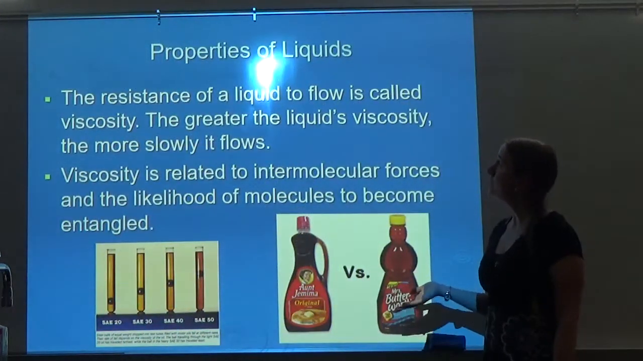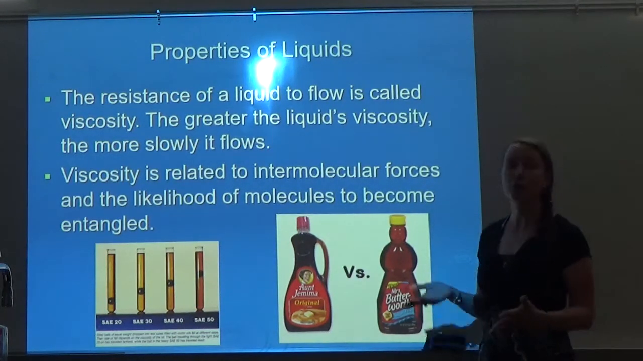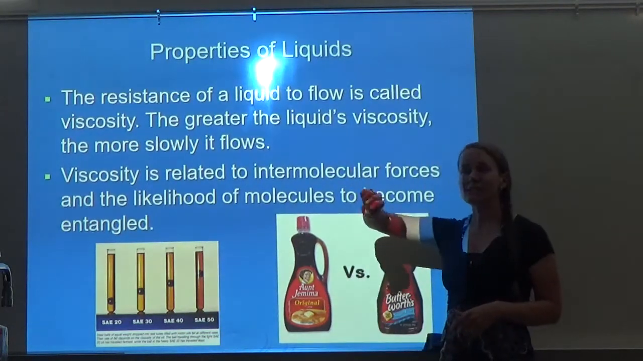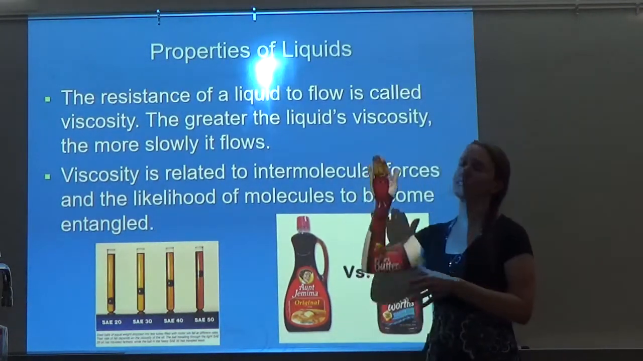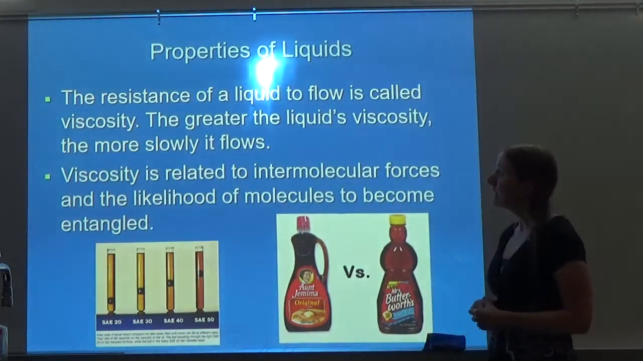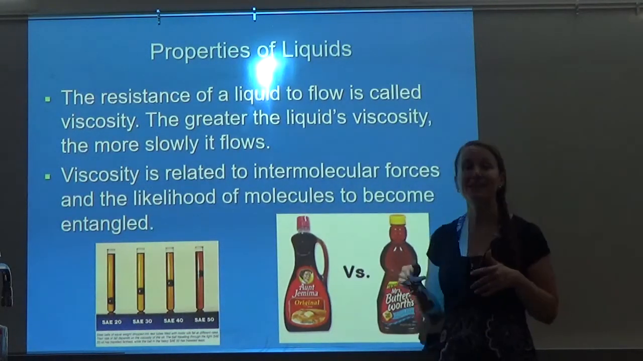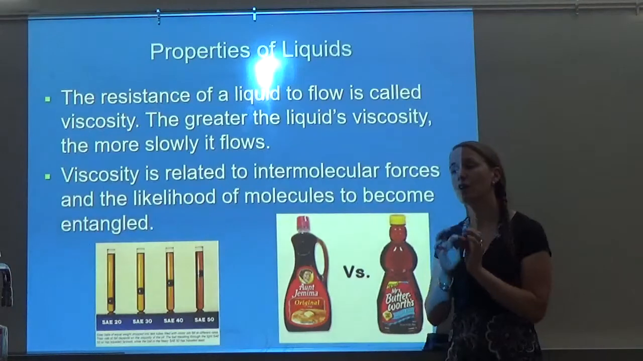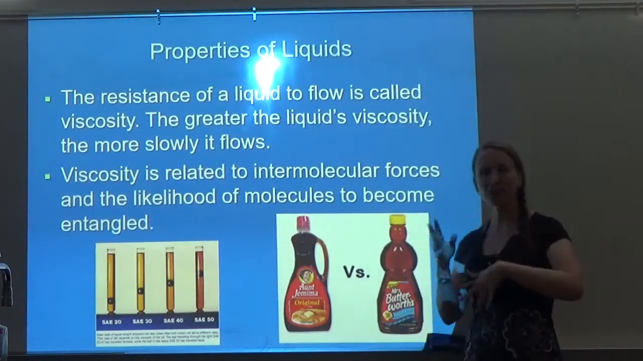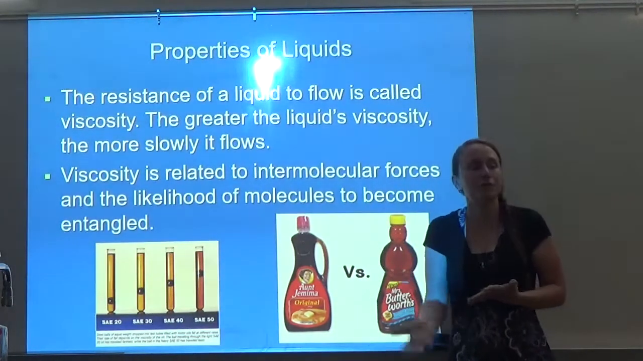The resistance of a liquid to flow is called the viscosity. The greater the liquid's viscosity, the more slowly it flows. Think about something like syrup. When you squeeze syrup versus pouring water, the syrup flows a lot slower, so the syrup is more viscous. Viscosity is related to intermolecular forces and the likelihood of molecules to become entangled. If something has long chain-like molecules, it tends to be more viscous because the molecules are kind of like spaghetti noodles. They just get all tangled up with each other, so they can't flow as well.